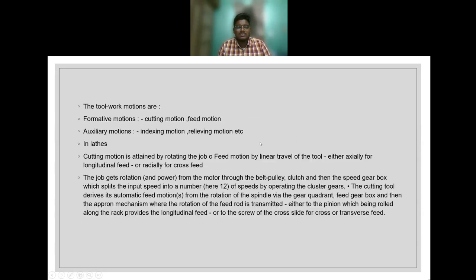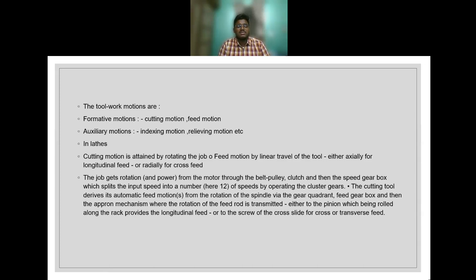So the tool-work motions are the formative motions: the cutting motion and the feed motion. The auxiliary motion is the indexing motion or revolving motion. In lathes, the cutting motion is attained by rotating the job, and the feed motion by linear travel of the tool, either axially for longitudinal feed or radially for cross feed.